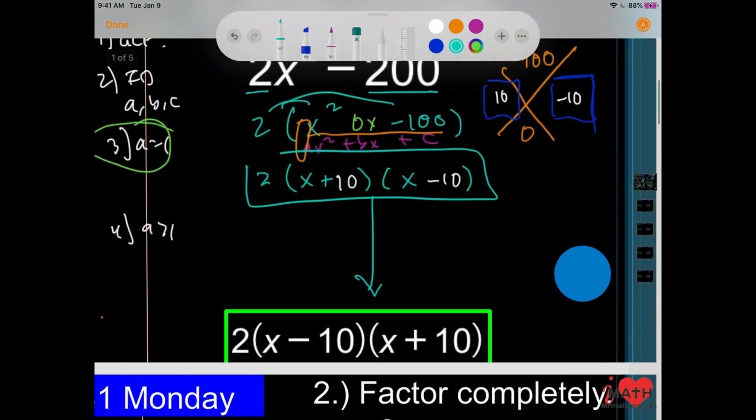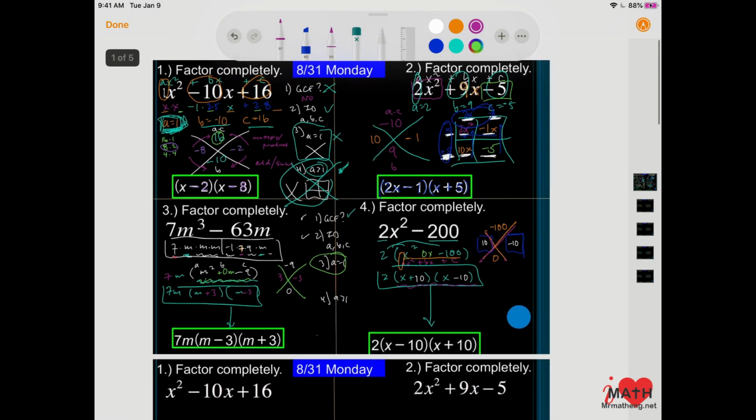Again, if you actually multiplied all of these out, if you multiplied there in pink, that would be our x method. Sorry, that would actually be the box. And then if you multiply it by 2, then you would get 2x squared minus 200. Okay, so those are 4 problems.